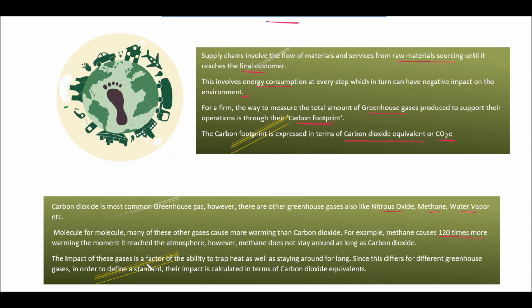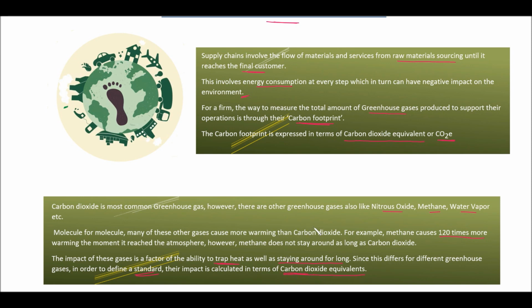So, the impact of these gases is a factor of the ability to trap heat, that is, how much heating the gas is causing, as well as how long it stays around. How long are these gases staying in the atmosphere? Since this differs for different greenhouse gases, in order to define a standard, their impact is calculated in terms of carbon dioxide equivalents.